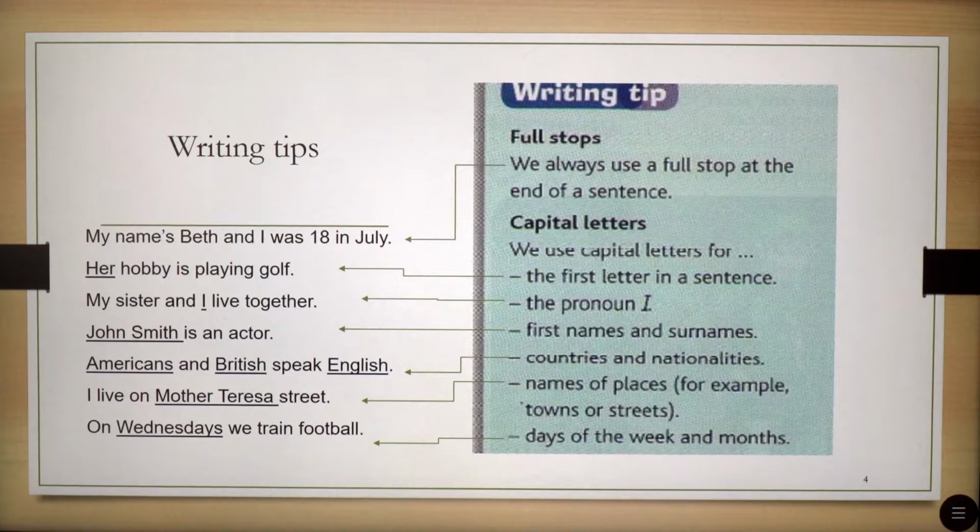First names and surnames are always with capitals. For example, John Smith is an actor. Countries and nationalities in English are always with capital letters. For example, Americans and British speak English. Also, the languages are written with capital letters. Names of places are written with capital letters too. Towns and streets too. For example, I live on Mother Teresa Street. With days of the week and months, you also use capital letters. For example, on Wednesdays, we train football.